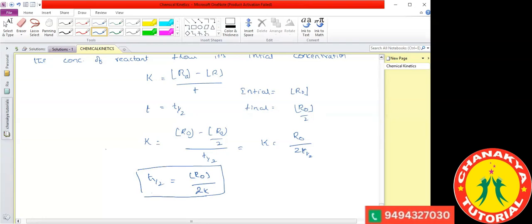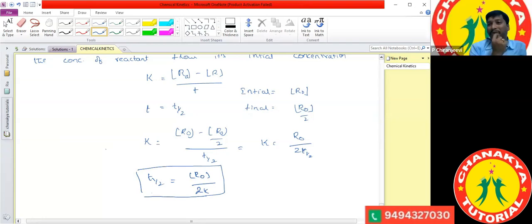Inversely. Half-life period is inversely proportional to the rate constant. Based on this, we can also explain the graph. Now, graphically also, we can explain. Sir, how can we explain the zero order reaction graphically?